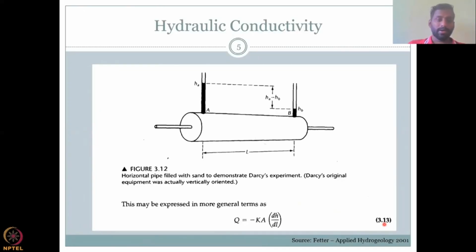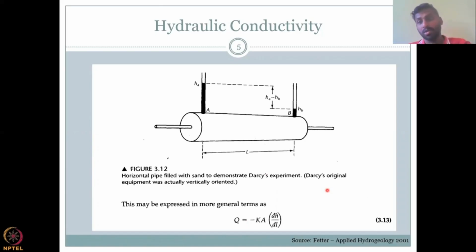Moving on, we have a horizontal pipe filled with sand to demonstrate Darcy's experiment. In a different book, I've taken a different approach to show the same explanation, but in a different way than Darcy's book. So, horizontal pipe filled with sand. There it was slanting, but here it is a horizontal pipe to demonstrate Darcy's experiment. As the book says, it is originally in a vertical or slanted position, but we can also explain it in a horizontal way.